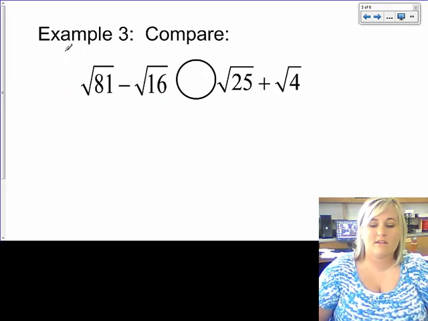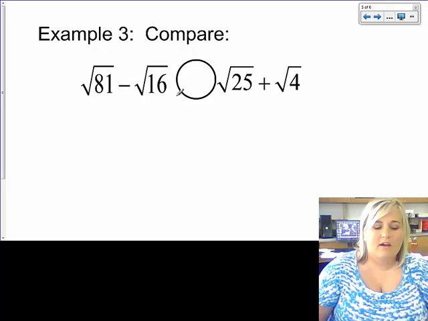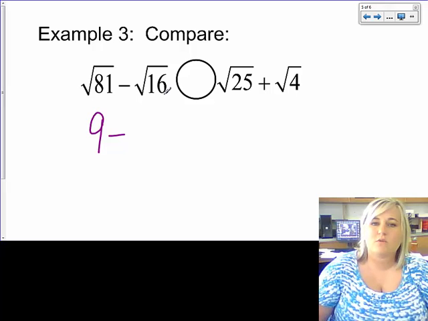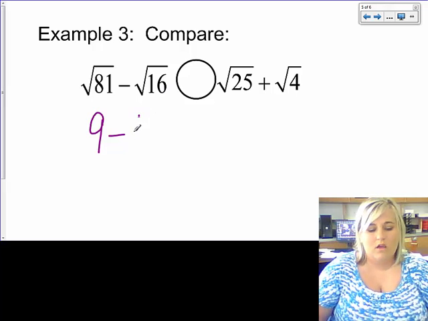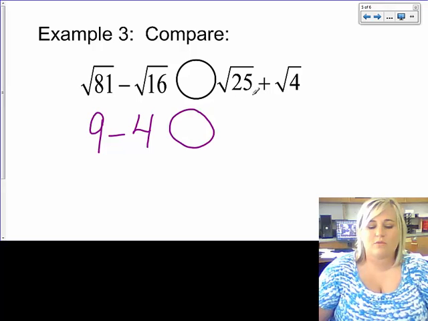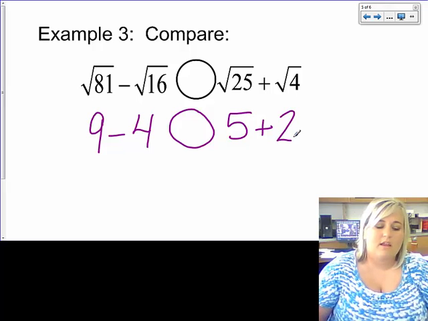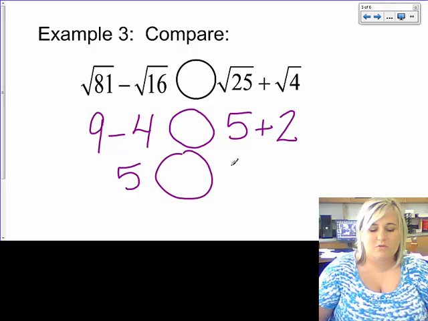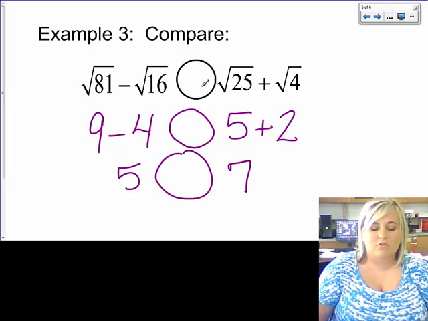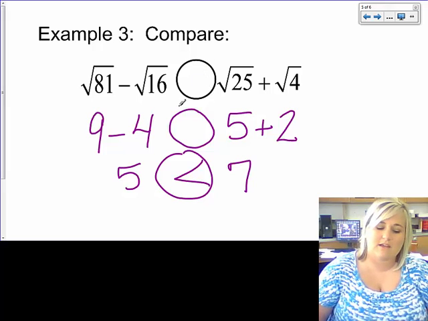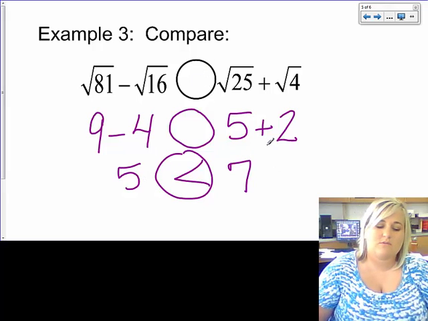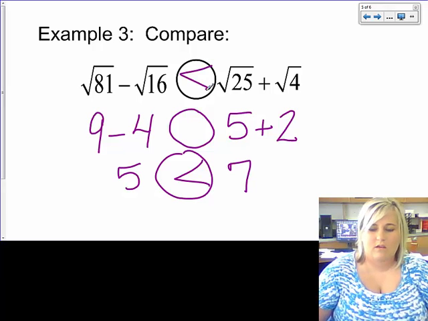It wants us to compare. Before we can compare these things, we have to find out the square roots of each. So I have radical 81, which gives us 9. We just talked about that one. Radical 16, or the square root of 16, is 4. I'm comparing this still to radical 25, which is 5, plus radical 4, which is 2. 9 minus 4 is 5, compared to 5 plus 2, which is 7. 5 is less than 7, which means that this one would be less than.